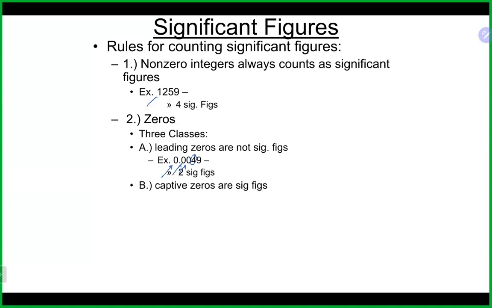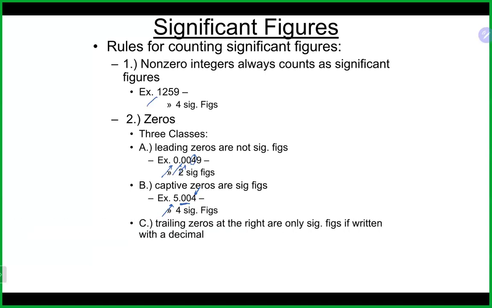The next type is a trapped 0, a captive 0, and those are going to be significant. These are zeros that are between 2 non-zero numbers. So if you have a 0 that's between 2 non-zero numbers, they will be significant. So looking here, this is significant, and that's where we actually start counting. These zeros here are trapped, so they're going to be significant. And then our 0 at the end is going to be significant as well. So this guy would have 4 significant figures in this particular case.